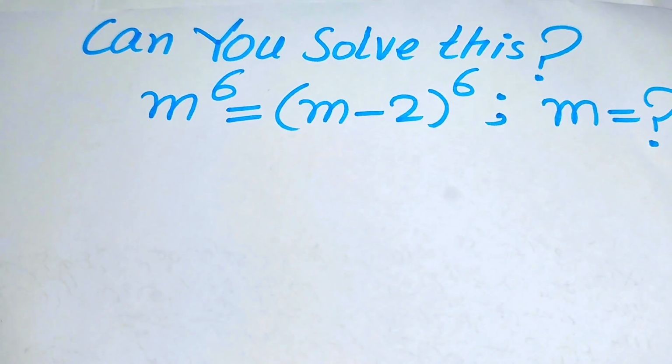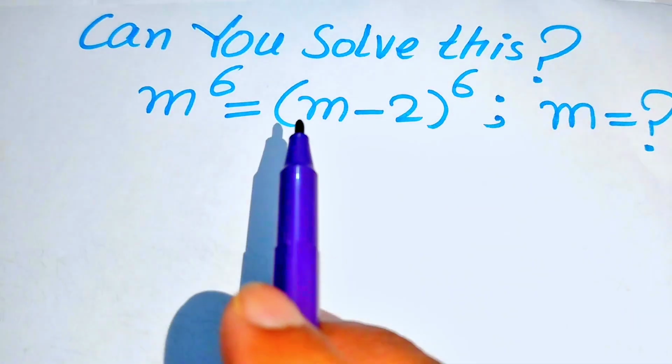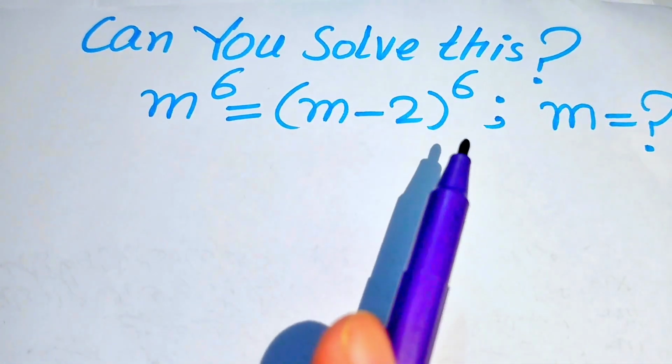Hello everyone, can you solve this math algebra problem? We have m to the power of 6 equals (m minus 2) to the power of 6, and we solve this problem for the values of m.